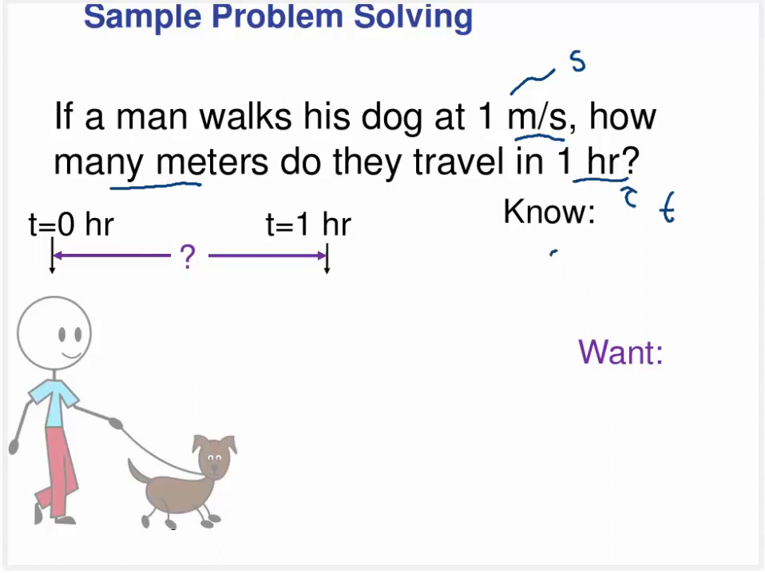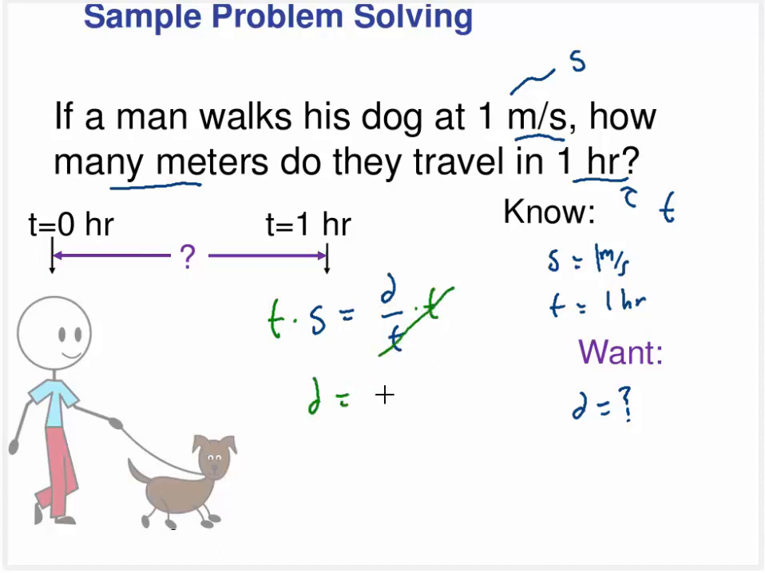And so we know that the speed is equal to 1 meter per second. The time is equal to 1 hour. And what we're looking for is the distance that he travels. We could say speed is equal to distance divided by time. Since I'm looking for distance, I can multiply both sides by time, and these are going to cancel out.